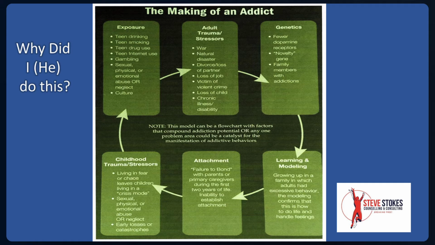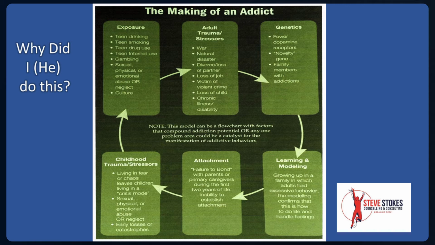And so largely we're looking at really early genetics, that there could be fewer dopamine receptors because we've got this generational addictive issue in a family system, other family members with addictions. Learning and modeling: growing up in a family with adults that have excessive behavior. Modeling confirms this is how to do life and handle feelings, so we just see people medicate their feelings instead of deal with them. Attachment issues: failure to bond with parents or primary caregivers during the first 2 years of life, inability to establish attachment, and we see a lot of the attachment material making its way into trauma treatment now.